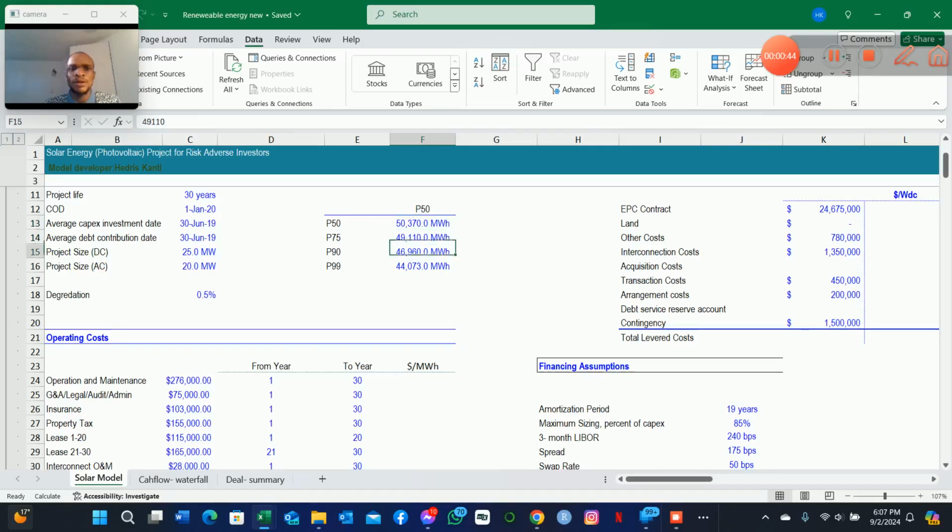So if we are estimating our net capacity factor, it's going to be based on this actual production divided by the degradation of this P50 over time. So the ratio of the actual output divided by the degradation of this P50 over time. So that's what we are saying. That's our net capacity factor.